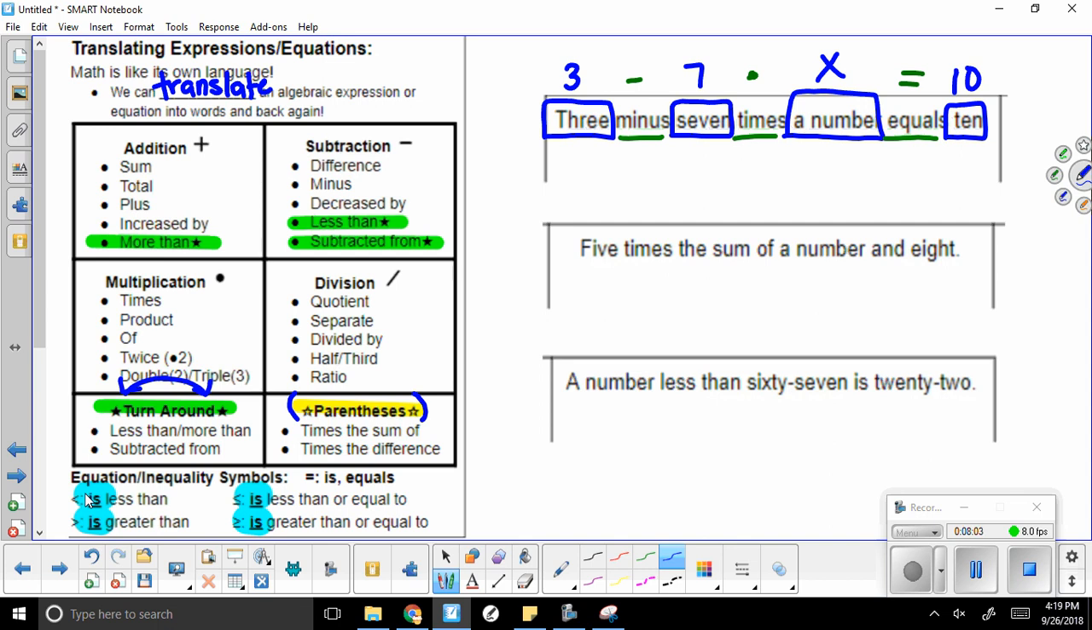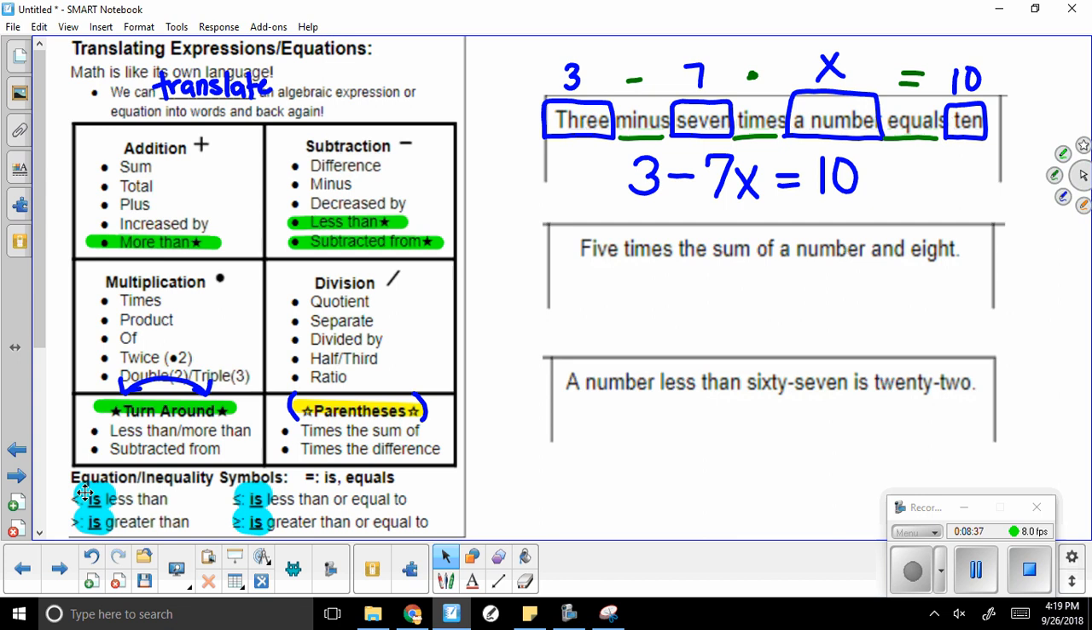So let's double check. Do I have any turnaround phrases? No, I did not see any turnaround phrases. Look for parentheses phrases. Didn't see those either. So I can keep it in the exact same order that it is. So I'm going to start out with the number 3, then a subtraction, then 7. And actually, instead of putting that multiplication dot in between, I'm actually going to squish together the 7 and the x. Remember, anytime you have a number squished up with a variable, that means that you can multiply them, and then equals 10. And it's as simple as that. You're just picking apart the pieces.